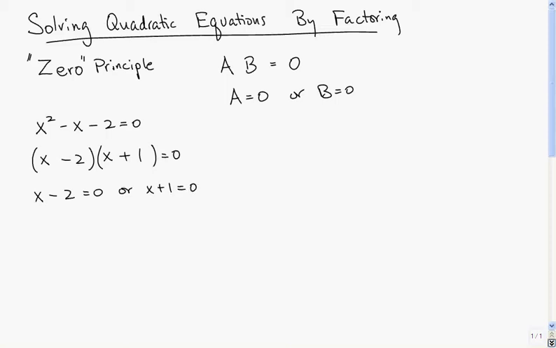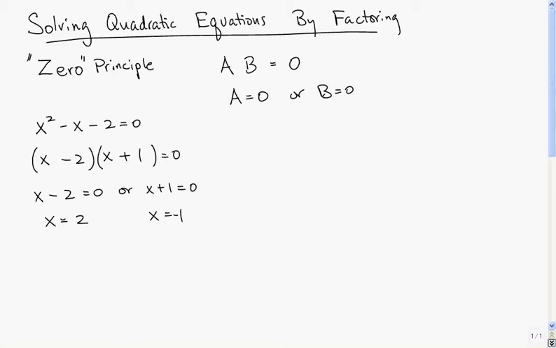And at this point, you have to realize you've done something quite amazing. You've turned this fairly complicated quadratic equation, or polynomial equation of second degree, into two much simpler equations, two linear equations that are quite easy to solve. To solve the first one, we just need to add 2 to both sides. To solve the second one, we just need to subtract 1 from both sides. And so we get, that should be negative 1. So we get two separate solutions here.